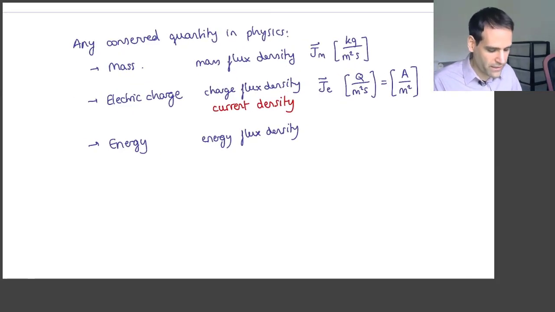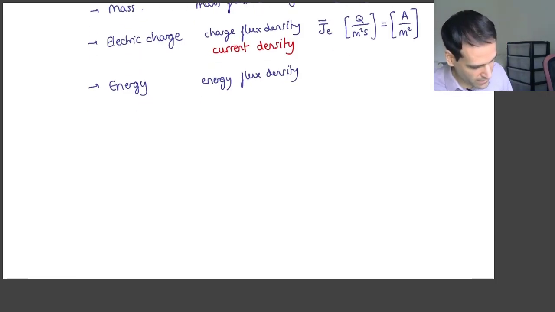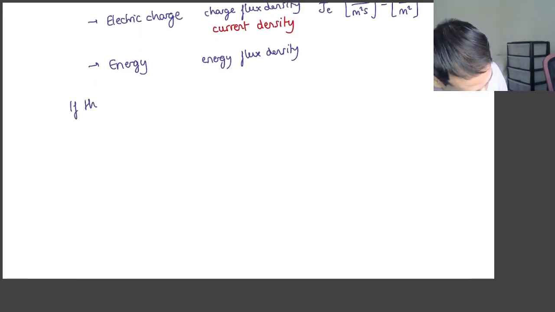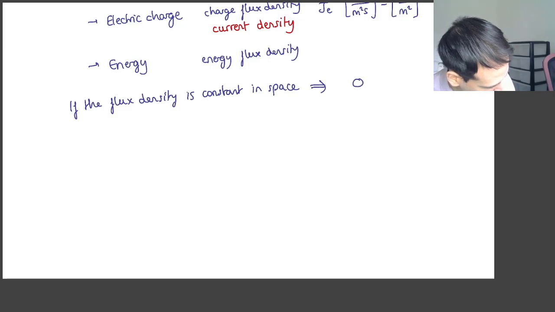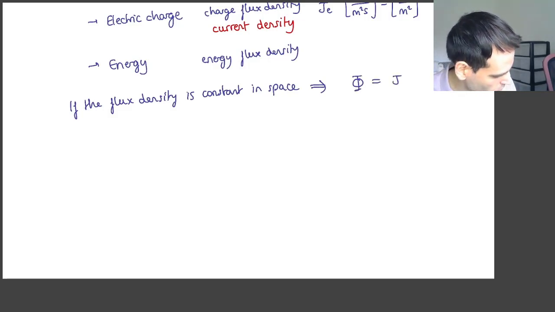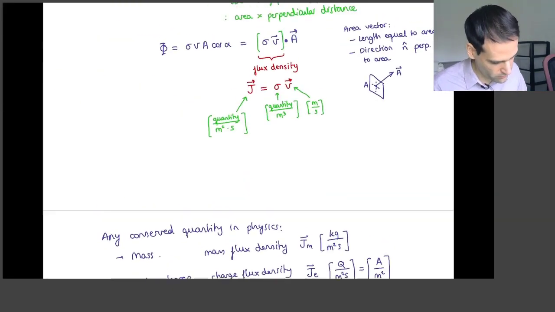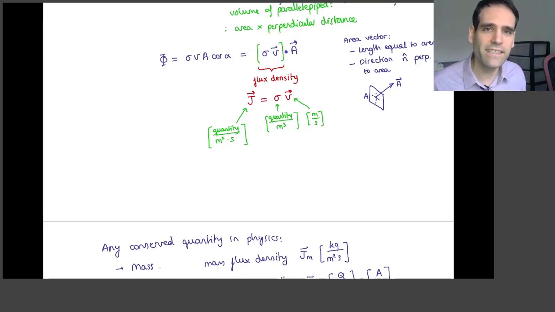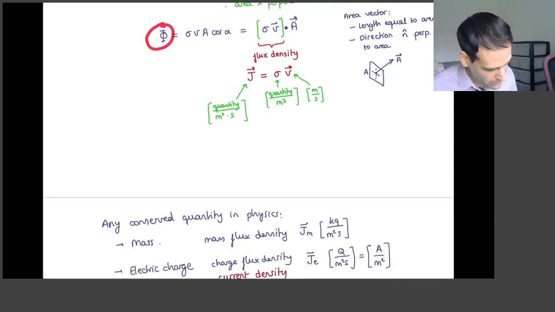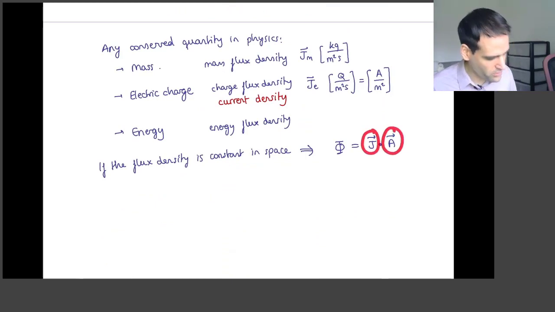Okay? And the key thing about this flux density is that if the flux density is constant in space, then the flux through a surface is equal to the dot product between the flux density and the area. Okay, that's exactly the equation we found here. We just grouped these two together as flux density. So the total flux through an area is just flux density dot product with the area.